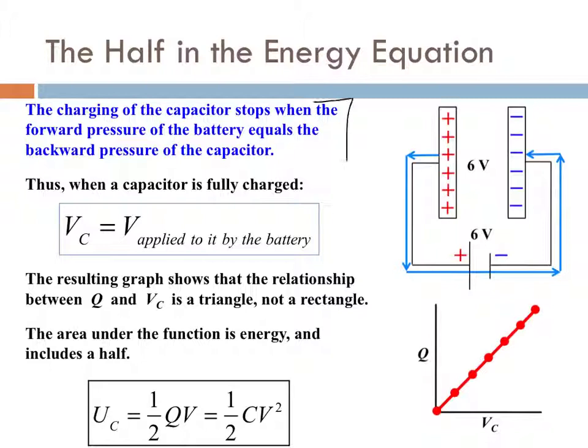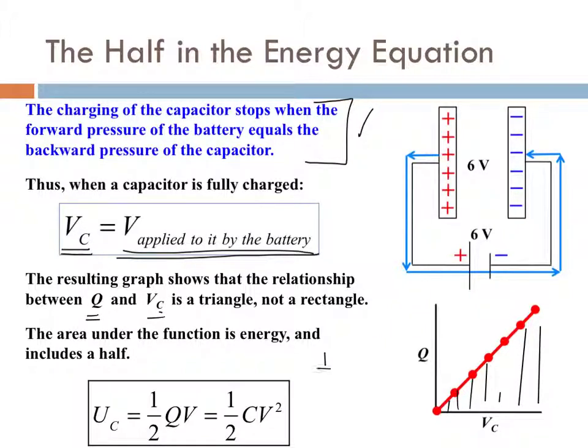What that means is when the capacitor is fully charged, the voltage across the capacitor is equal to the voltage applied to it by the battery. That's when it stops charging. Now you can see from this graph that the relationship between charge and voltage is linear, but it's a triangle. So if we want to solve for the area under it, we'd have to use 1/2 Q times V, which gives us energy. Again, this tells you where that 1/2 is coming from.